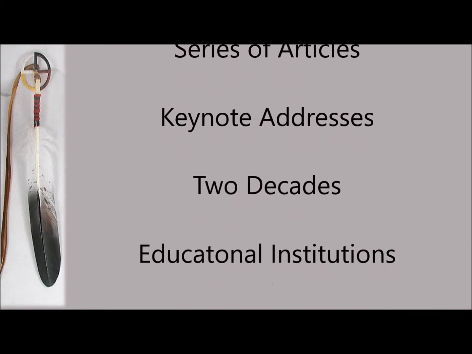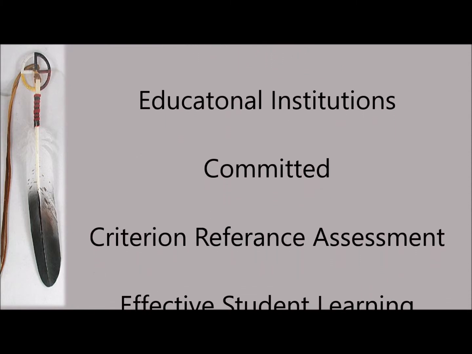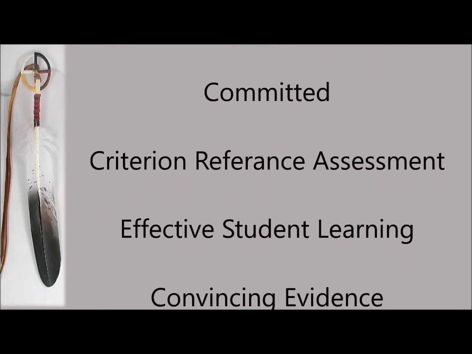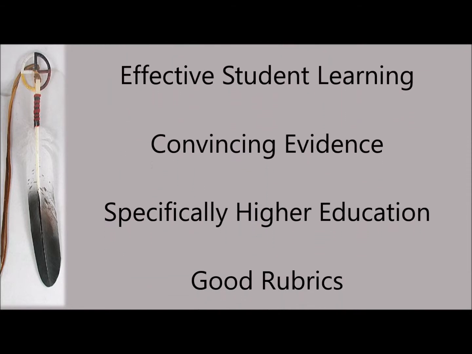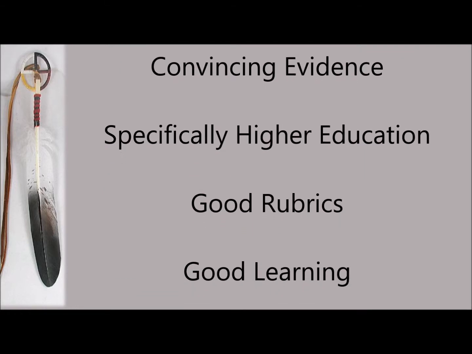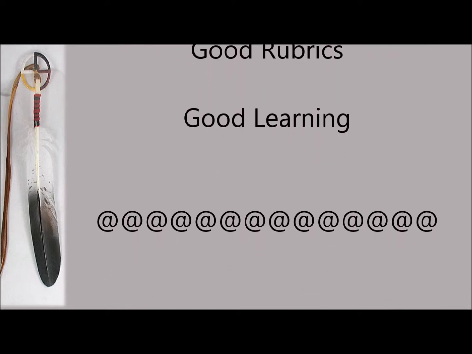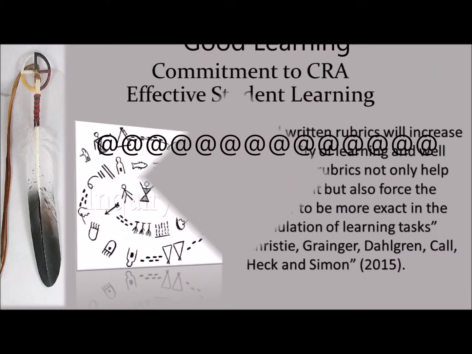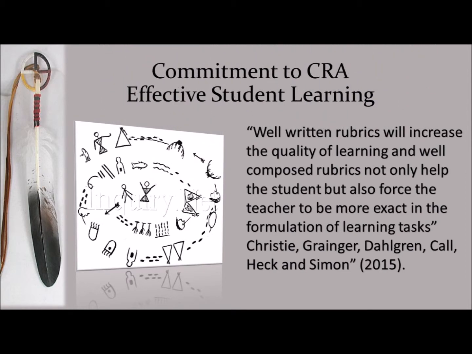They argue that educational institutions are becoming more committed to using criteria reference assessments in order to promote effective student learning. They provide convincing evidence in the articles that focus specifically on higher education, on the connection between good rubrics and good learning. Their study provides a specific comparative case that helps substantiate the assumption that criterion reference assessments and well-written rubrics will increase the quality of learning.